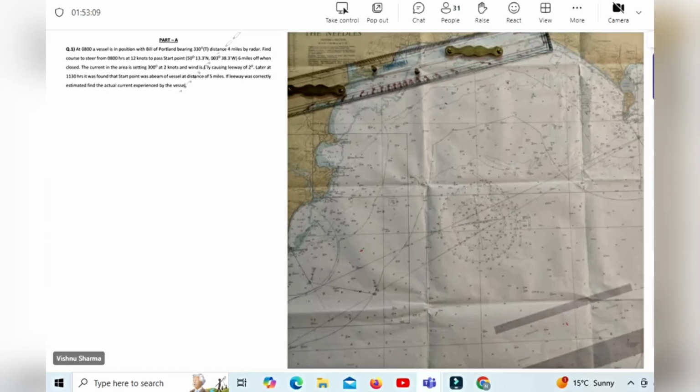Okay. I think I'll have to pull out the chart. I can't read anything in this chart. Which chart is this, guys? Which chart is this? Any idea?